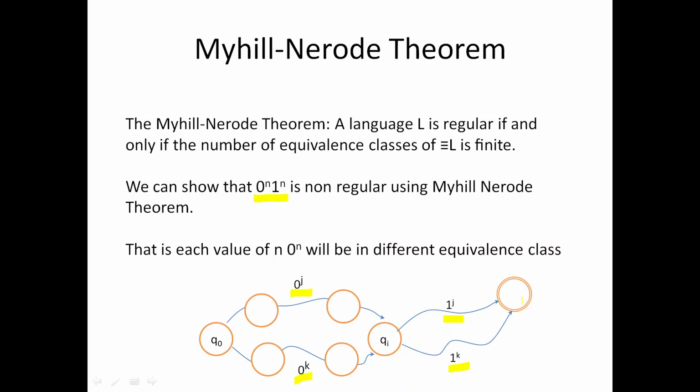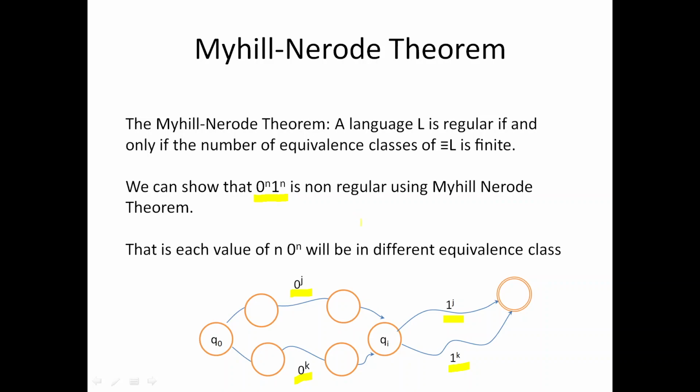So, 0 raised to j, 1 raised to k and 0 raised to k, 1 raised to j are not of the form 0 raised to n, 1 raised to n. So, we can now say that this particular finite state automata is not accepting only the strings of the form 0 raised to n, 1 raised to n. Okay. So now there is a contradiction.